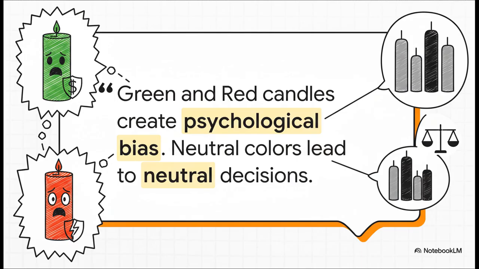So why are we so obsessed with changing colors? What's the big deal? Well, it's all about psychology. Those green and red candles are emotionally loaded. Green can trigger that feeling of greed, or FOMO, fear of missing out. And red can spark fear and panic. So by switching to neutral colors, like a simple gray and black, we literally strip away that emotional bias. And that helps us make more objective, clear-headed decisions.